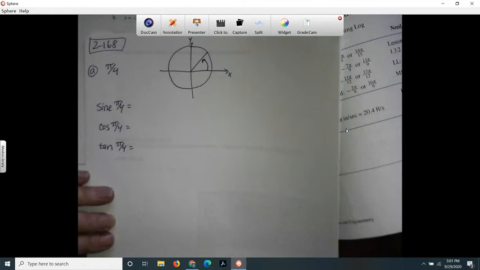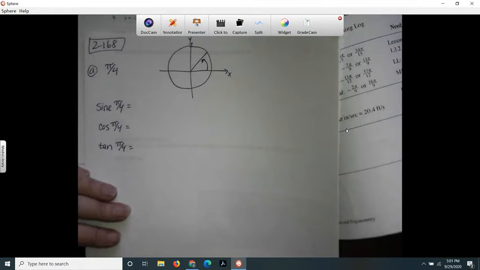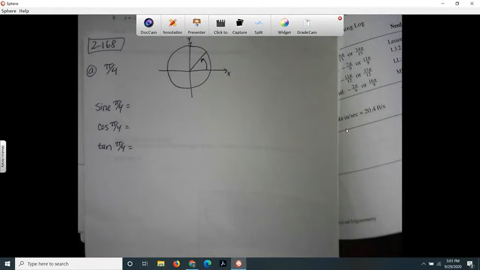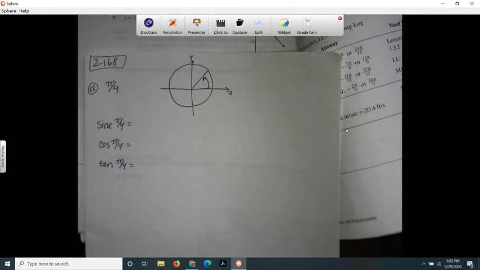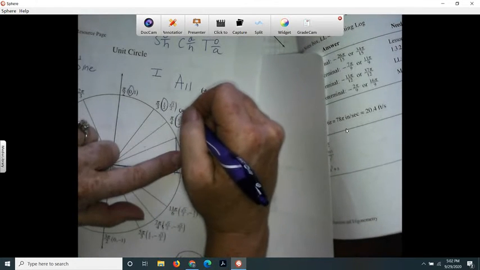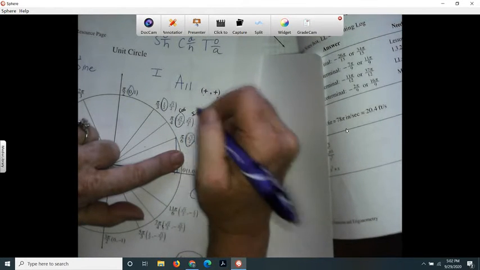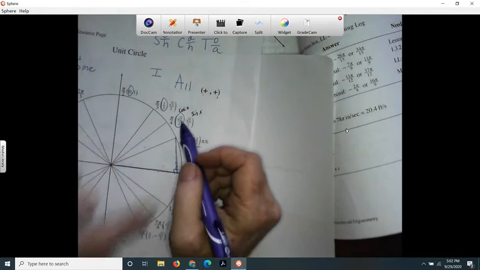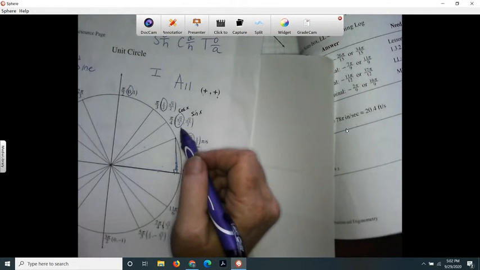This one I have memorized. I know that sine of pi over 4 is root 2 over 2. I guess I just know that because I've looked at my unit circles so many times. If you want to, you can just look at your unit circle. So I know that this is cosine and this is sine. Like the x value is cosine and the y value is sine.